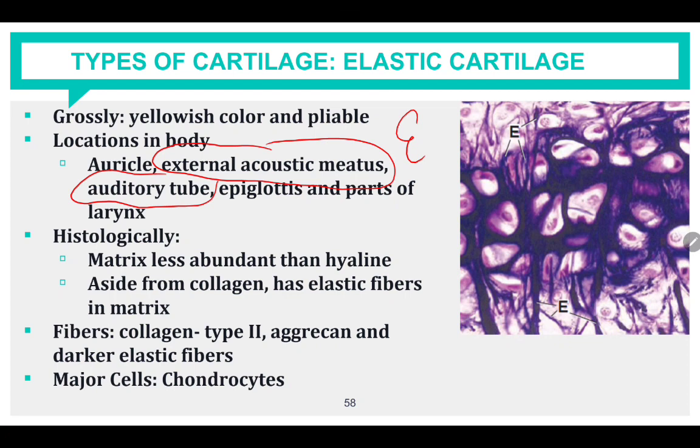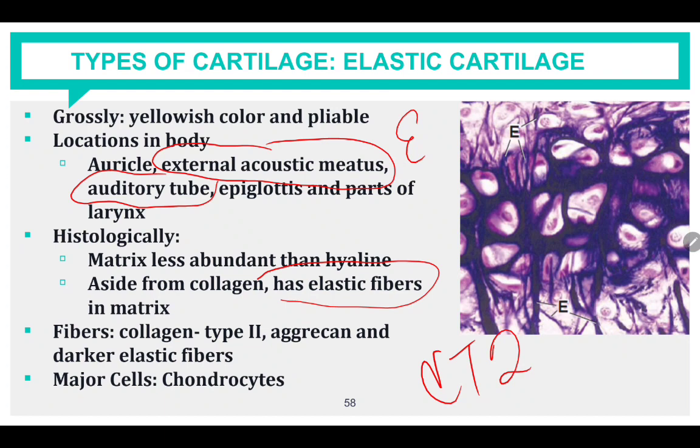Okay? So histologically, guys, the matrix is less abundant than in hyaline. Okay? Aside from collagen, it has elastic fibers in the matrix. So tandaan niyo, the fibers that are present in your elastic cartilage are collagen type 2 fibers as well as elastic fibers in the matrix. So sir, hindi ko lagi makita yung mga fibers dito. It's because collagen type 2 sila, guys. Collagen type 2. Okay? The major cells found here are the chondrocytes.